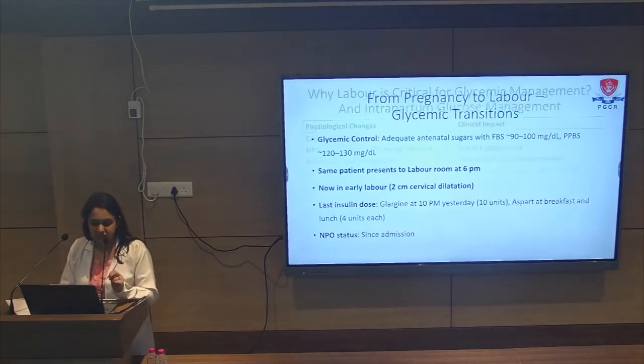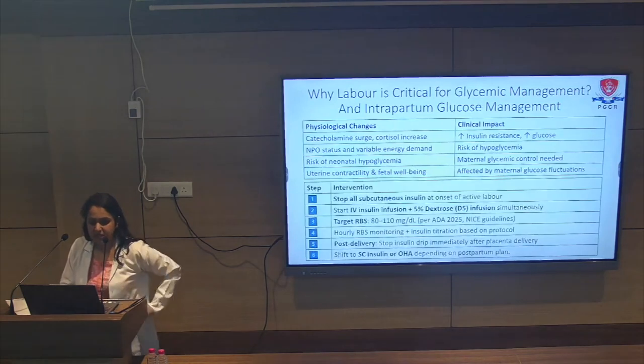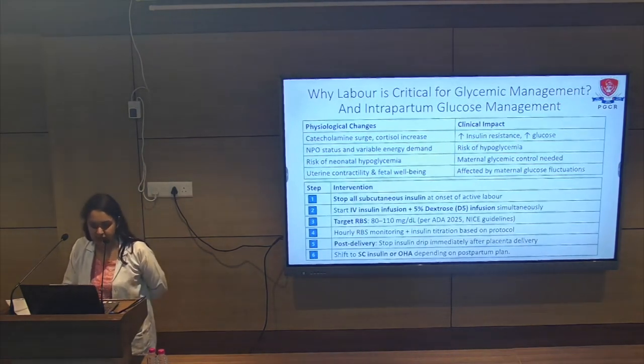Now this patient has presented in labor. Now why is labor critical for glycemic management and intrapartum glucose management? Because of the physiological changes like catecholamine surge and increased cortisol, there is increased insulin resistance and increased glucose levels. Because of the nil per oral status and variable energy demand, there is a risk of hypoglycemia. The uterine contractility and the fetal well-being are also affected by the maternal glucose fluctuations.